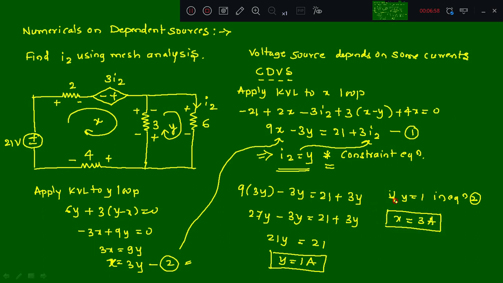It's a mesh current. But what have they asked? They have asked I2, to find I2. What is I2? I2 is y. Therefore I2 is equal to y is equal to what? 1 ampere. This is the required solution. Right. So this is how we need to solve the numerical.